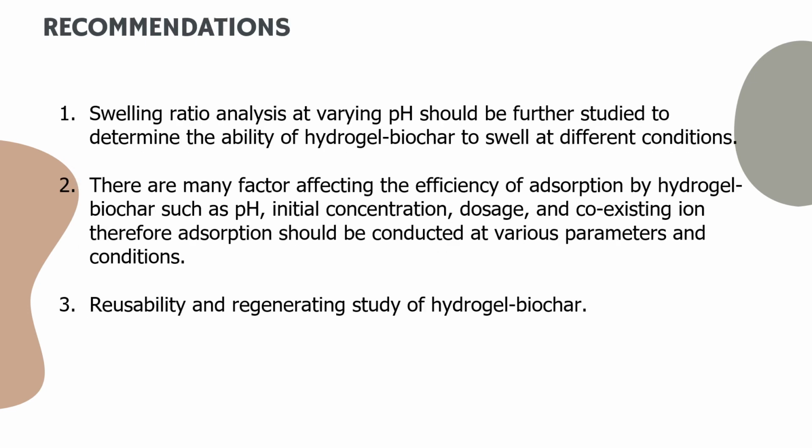Lastly, recommendations. Swelling ratio analysis at varying pH should be further studied to determine the ability of the hydrogel biochar to swell at different conditions. There are many factors affecting the efficiency of the absorption by hydrogel biochar, such as pH, initial concentration, dosage, and coexisting ions. Therefore, the absorption should be conducted at various parameters and conditions. And lastly, a reusability and regeneration study of the hydrogel biochar should be further studied.